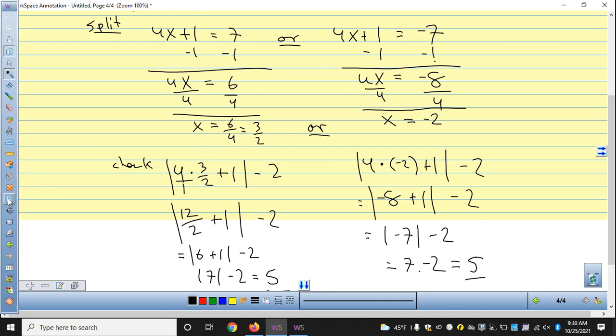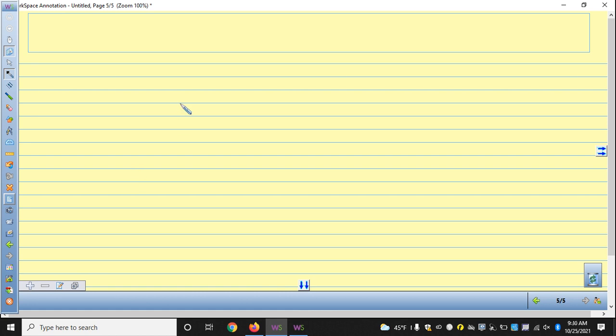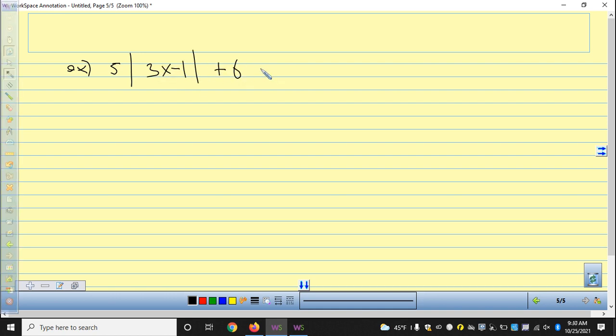Okay, let's look at this one. 5 times the absolute value of 3x minus 1 plus 6 equals 3. I want to get the absolute value by itself. So my first step is going to be to subtract 6 from both sides. So we get 5 times the absolute value of 3x minus 1 equals negative 3.